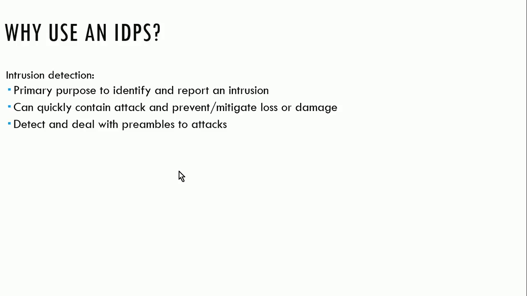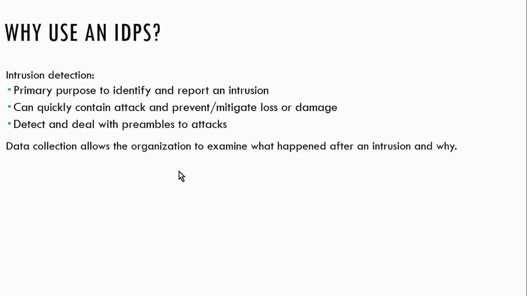They can contain an attack and prevent any damage. So they can take a proactive approach. They can kick in and try to prevent further intrusions into the network. And they can detect and deal with preambles to attacks. A preamble to an attack is the steps that attackers will take before they attack a network. So they might do port scanning. They might use Nmap to do things like fingerprinting services and things like that. So an IDS can detect that reconnaissance is happening and try to shut it down before the attack even starts. Usually they have some features to do that as well.